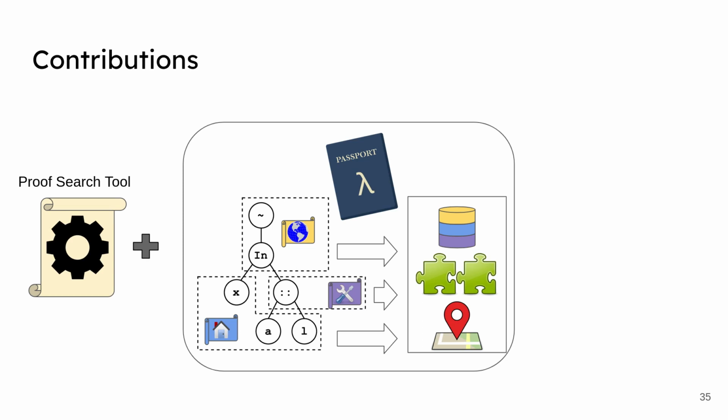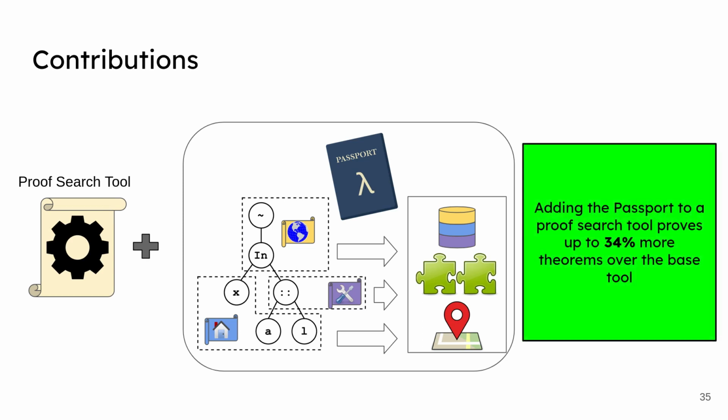So that's my talk on Passport, which is a new approach to adding identifier information to existing proof search tools that can be used to prove up to 34% more theorems over a base tool.